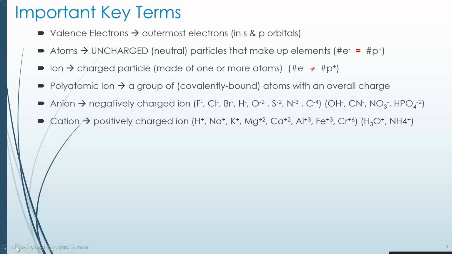Cations are positively charged ions. So these are ions that are derived from atoms that have lost electrons and become positively charged. Hydrogen ion, which is H+, and we just call it hydrogen ion because it's the only positively charged version of hydrogen.